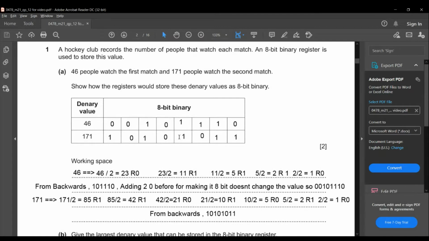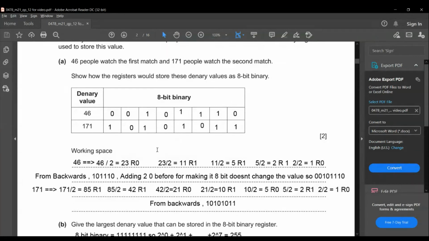This is done using the division method. After finding the values, you will get the binary value by taking the quotient's last digit and the remainder as the first digit. I'll explain how. 46 is the denary value we need to convert to binary. So 46 divided by 2 is 23. Division by 2 is used because binary has only 2 digits, that is 0 and 1. So 46 divided by 2 is 23 with remainder 0.